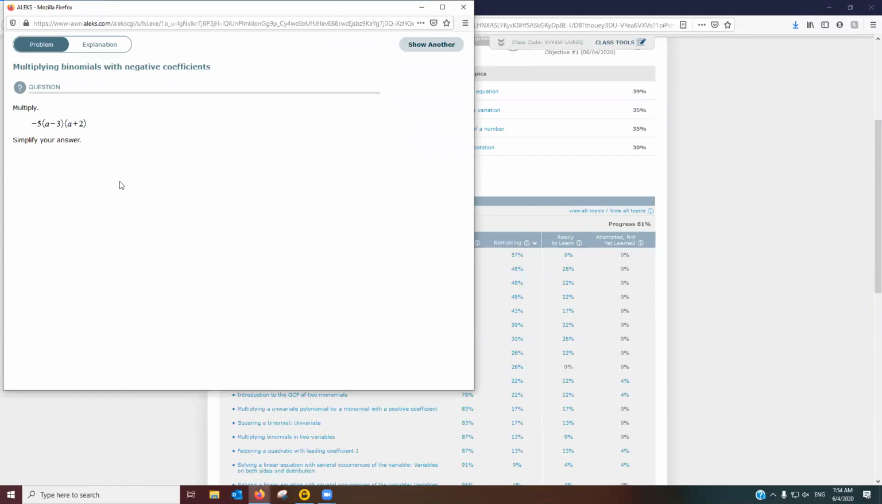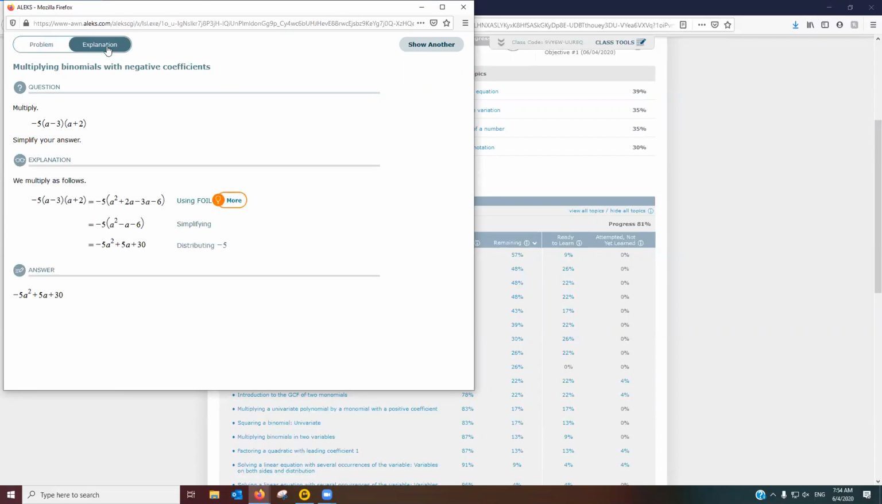All right, folks, why don't we do one more quick example here? It says multiplying binomials with negative coefficients. All right, so this one's really asking you to do like a FOIL multiplication. Remember, folks, whenever you need help with Alex, click on this explanation button. And notice this explanation button will help you with step-by-step, okay?